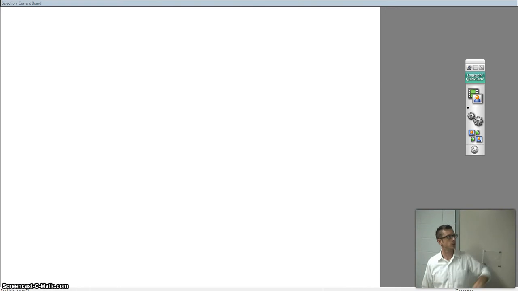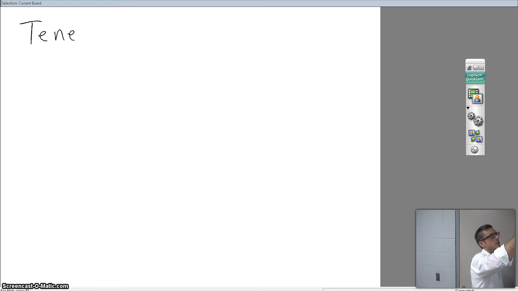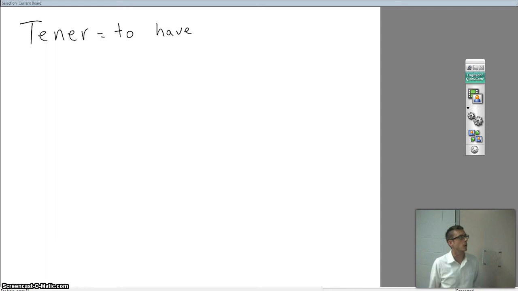So, another verb. Got several verbs coming at you in these lessons. This verb is tener. Tener significa to have. It means to have. Let's keep that up there to keep it fresh on the mind. Tener significa to have. Well, we have three things that we can say with tener, but before we talk about those three things, let's talk about conjugating it.